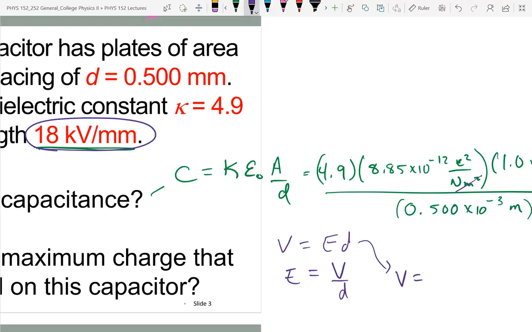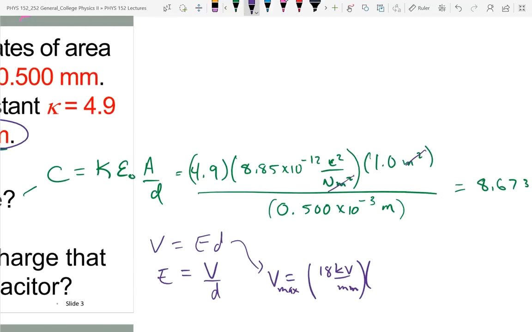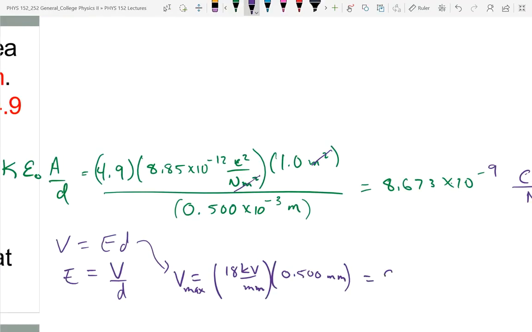which is just that equation, is going to be the maximum electric field multiplied by the thickness D. I left it in millimeters because I have millimeters and millimeters canceling, and that's going to give me 9,000 volts. So 9,000 volts is the biggest voltage I can put on it before it's going to have electrical breakdown. And then at that voltage, what is the charge?